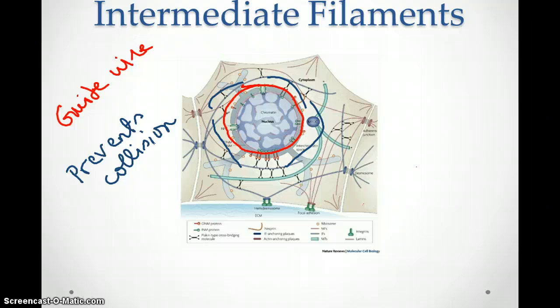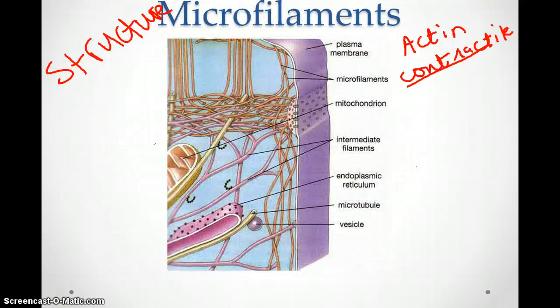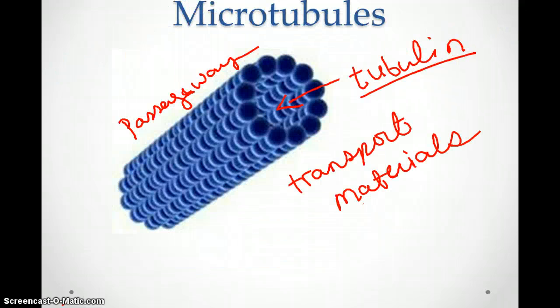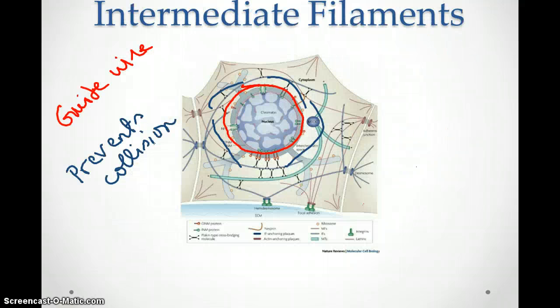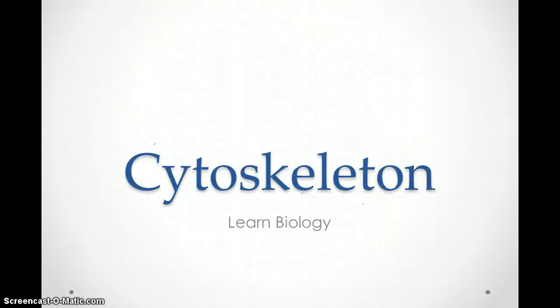So those are the three parts of the cytoskeleton. The microfilaments, which give structure to the cell, the microtubules, which serve as passageways in the cell, and intermediate filaments which guide the organelles within the cell. And these all make up the cytoskeleton.